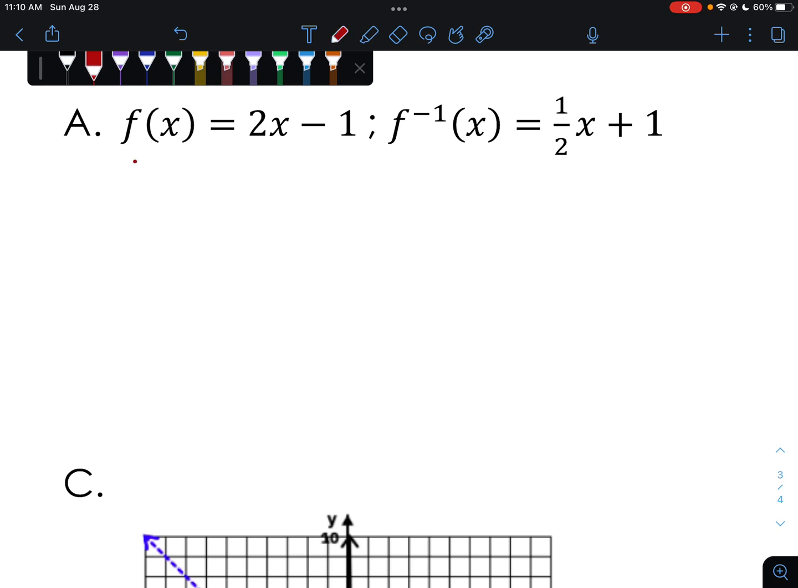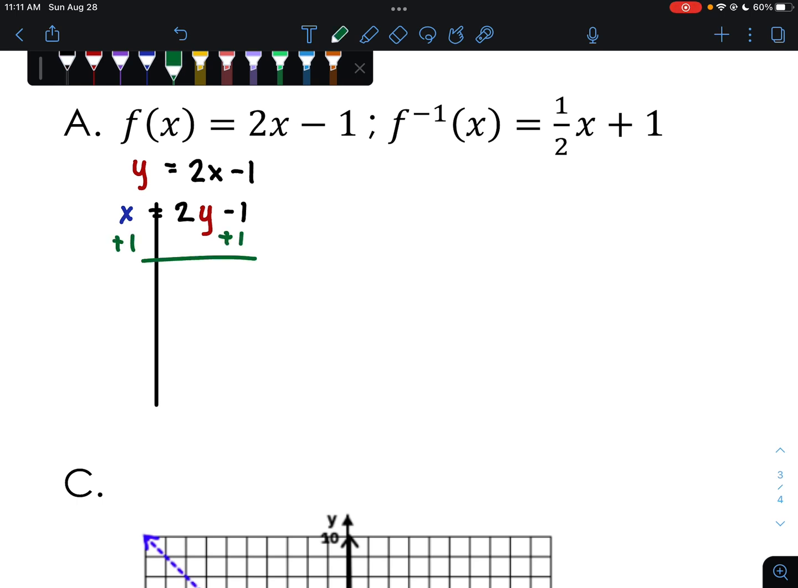So step 1, we change f of x to y, and we get y equals 2x minus 1. Then I switch my x and my y value, so I get x equals 2y minus 1. Then I solve for y. I start by adding 1 to both sides. That gives me x plus 1 equals 2y. Then I divide both sides by 2 to get y by itself.